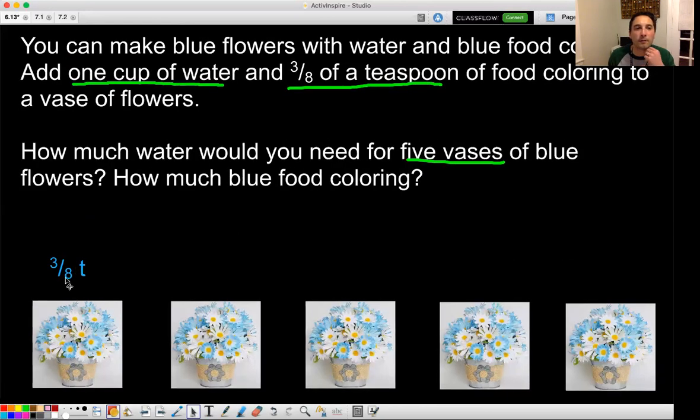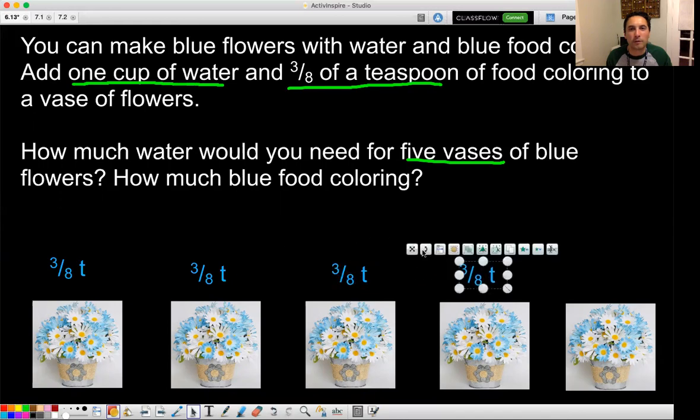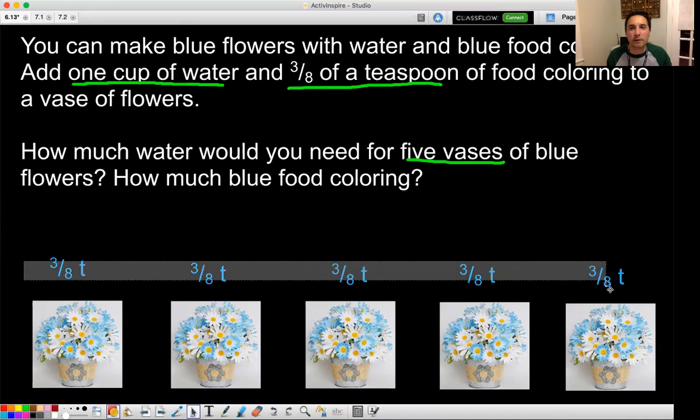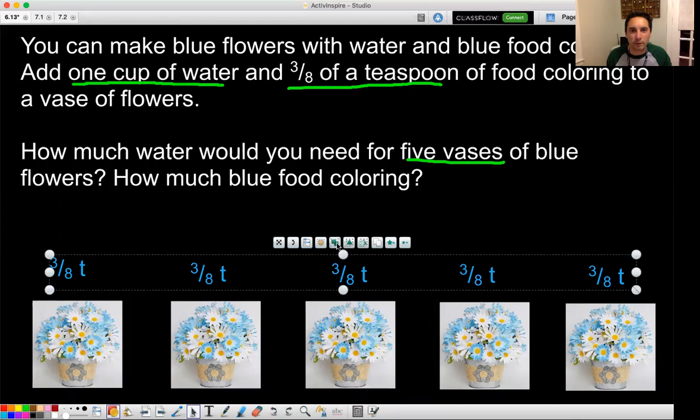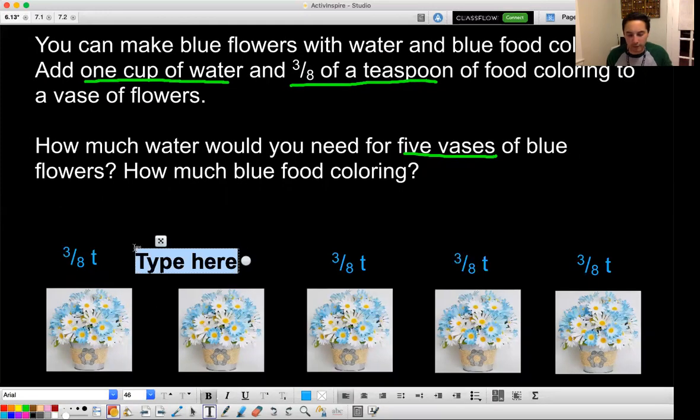So again, for 5 vases, 1, 2, 3, 4, 5. And then we know that we need to add all of these together. So now I also need to add a plus, a plus, a plus, and a plus.